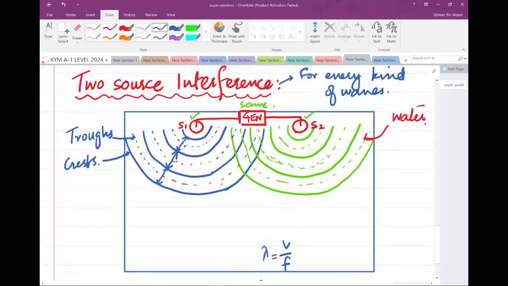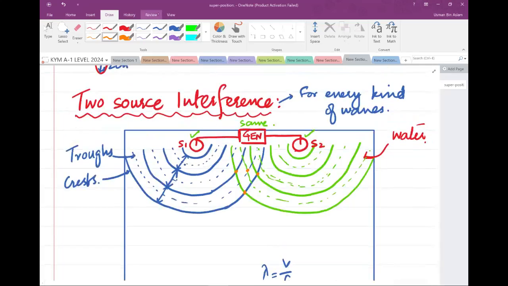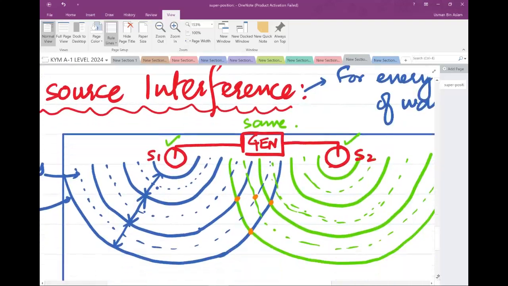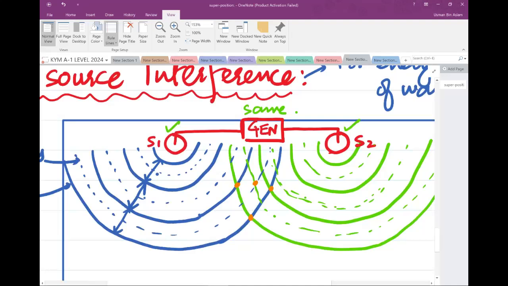Do you see there is this small portion where the waves are intersecting? One wave from S1 and one wave from S2 are intersecting. I'm going to show you a few points. These points, the ones that I'm indicating in yellow, are all points where constructive interference will take place. How do I even know that? See, the crest of the blue wave and the crest of the green wave are meeting at a point. Bold lines are indicating crests.